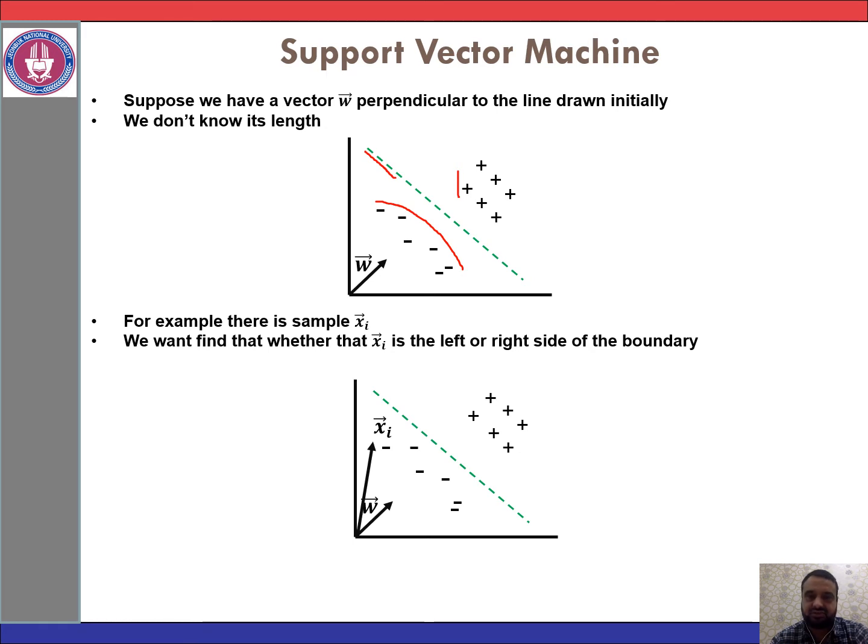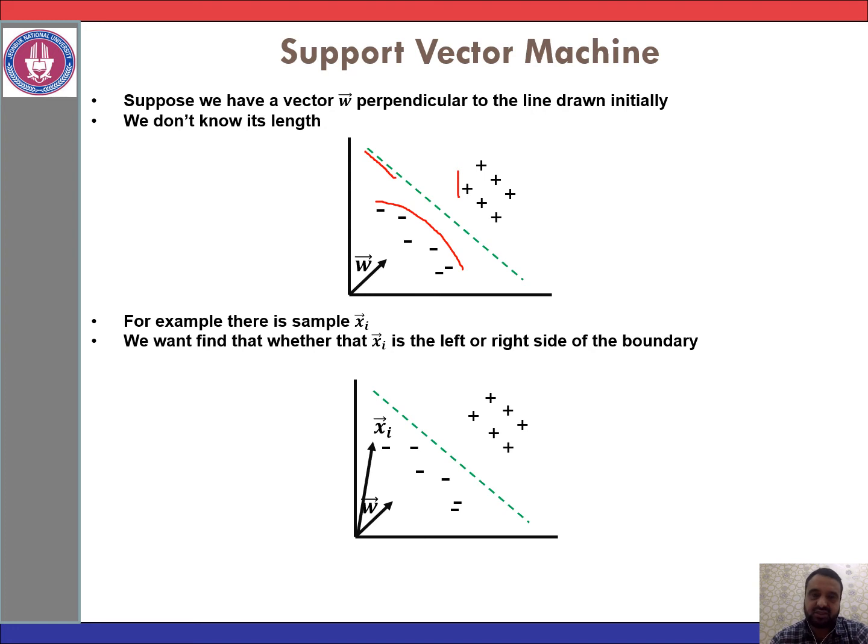And next, we will draw a vector w which is perpendicular to the line that is separating the two classes from each other. Until now we don't know the length of the vector w, and we also don't know the position of this line yet, but all we know is we are drawing a weight vector w which would be perpendicular to the line which is separating the two classes, the positive class from the negative class.